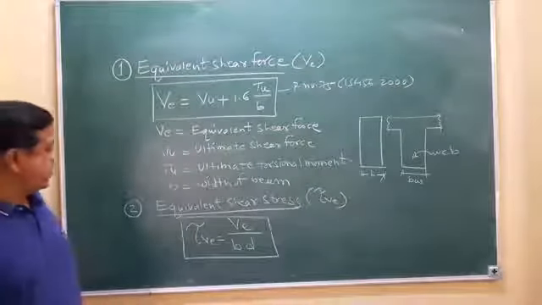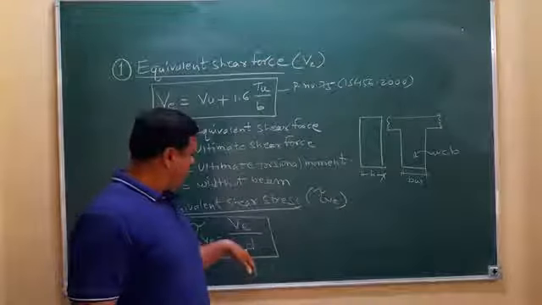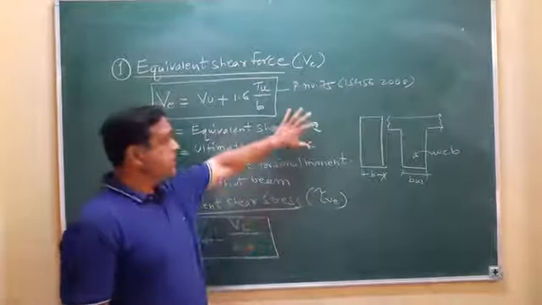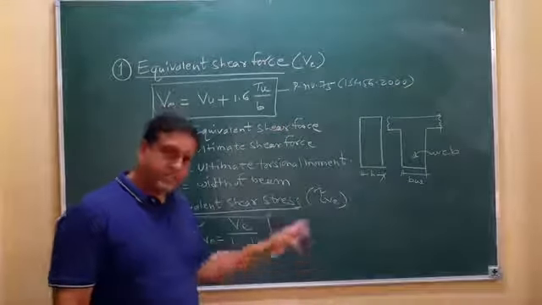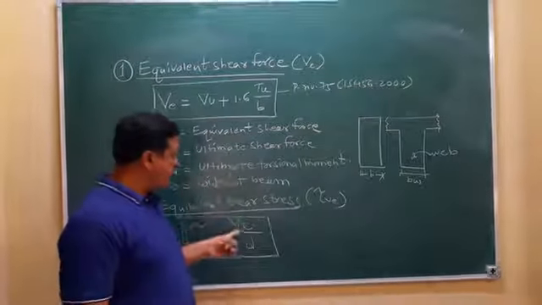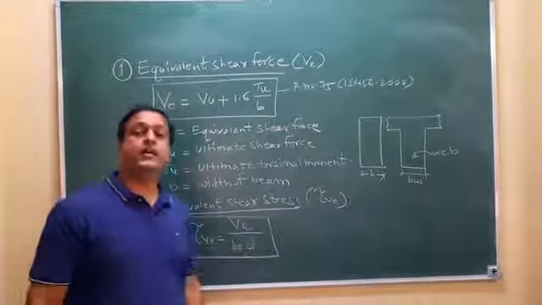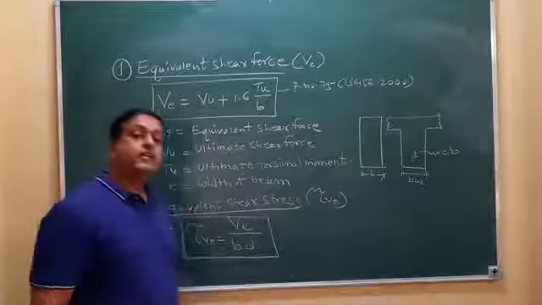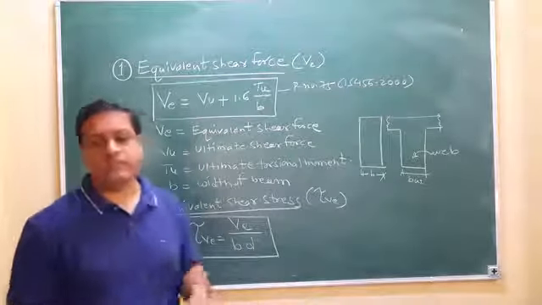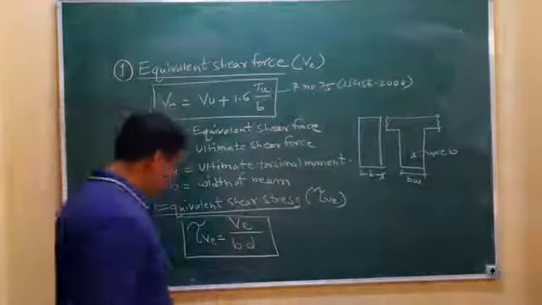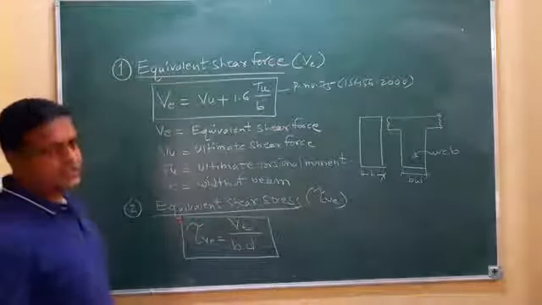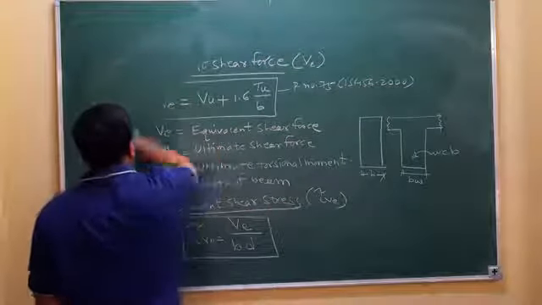Whatever steps we followed in shear reinforcement in the previous semester, the same steps you have to follow. Equivalent shear force, then equivalent shear stress, VE divided by B into D. Stress is equal to force divided by area. So force is the equivalent shear force, and B into D is the effective area you have to put here, and finally find out the equivalent shear stress. These are the two main first steps you have to consider. Okay? Got it? Equivalent shear force and equivalent shear stress. Now what is the next step? I am going to rub this now.